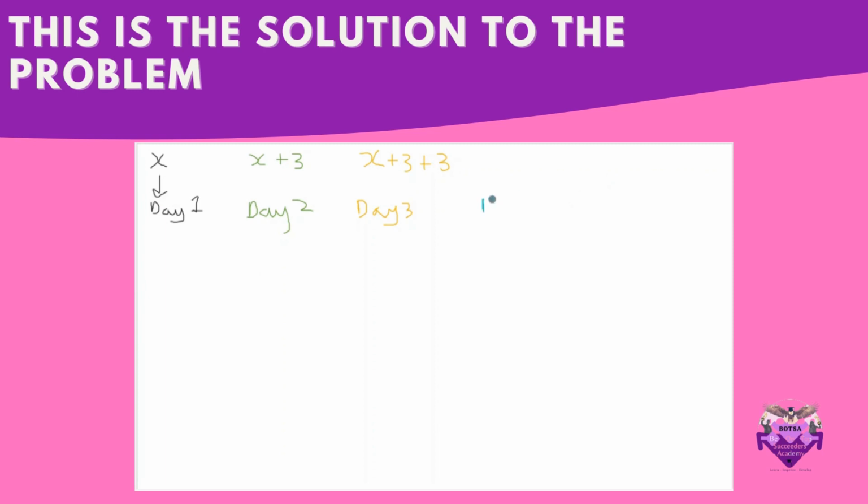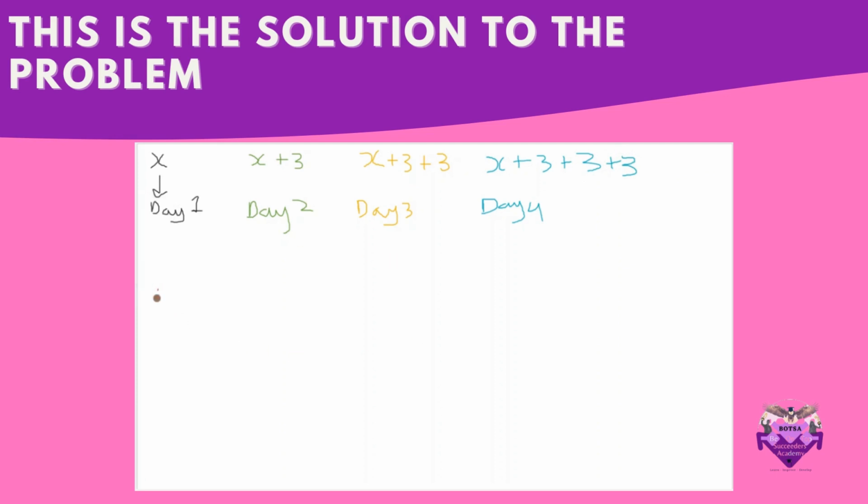Let's go to day 4. On day 4, again, each day he sold 3 more than the previous day. So he just keeps adding 3. So he will have sold the same amount as day 3 plus an additional 3. Right? So this is the same amount as day 3, but another 3 needs to be added to it.